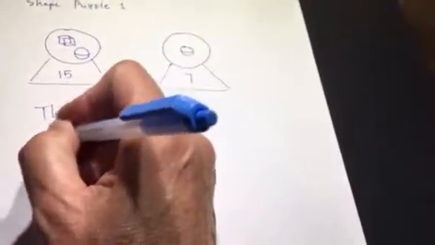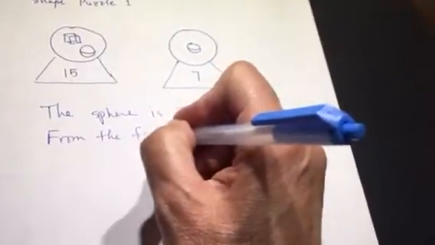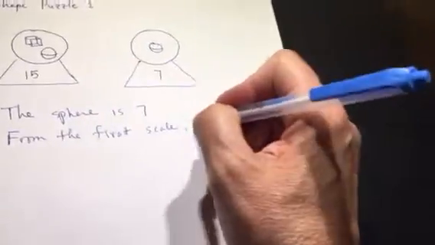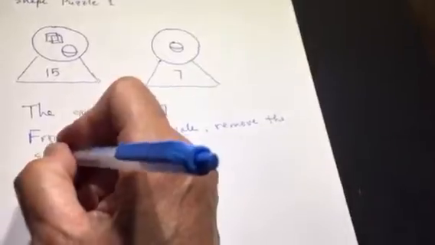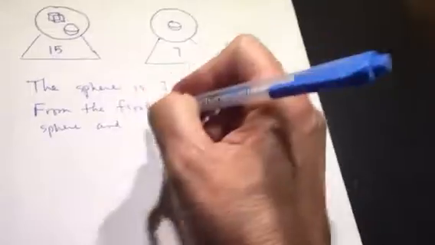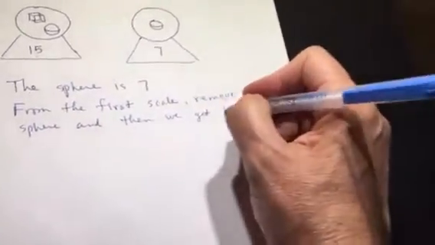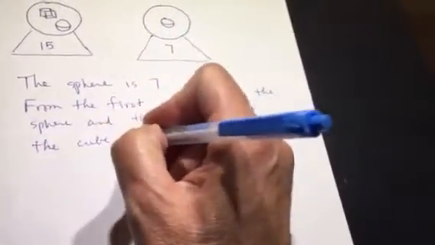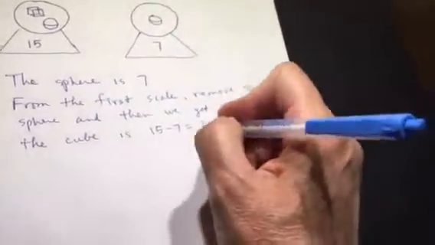So from the first scale, we can remove the sphere. And then we get that the cube is 15 minus 7, which equals 8.